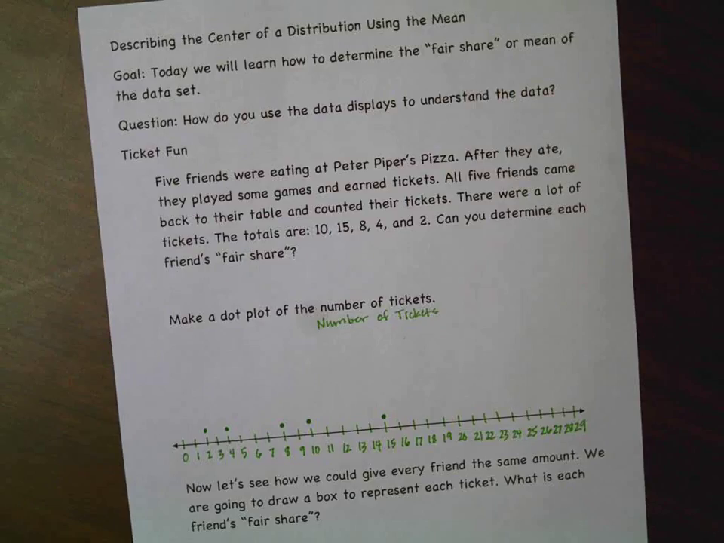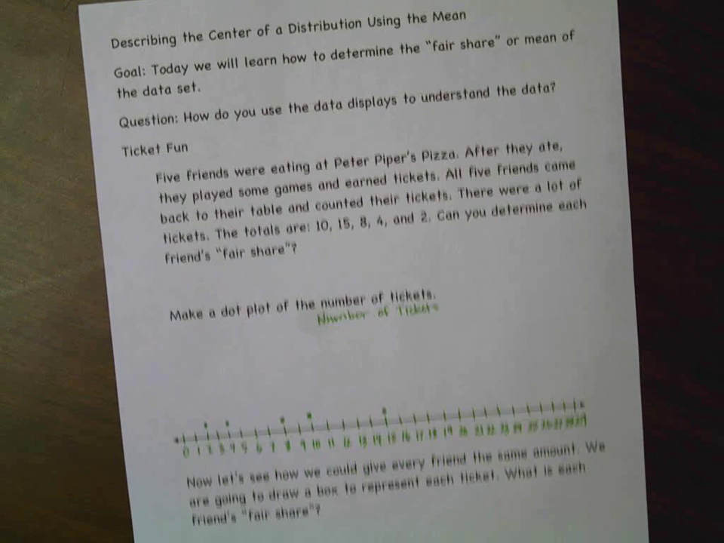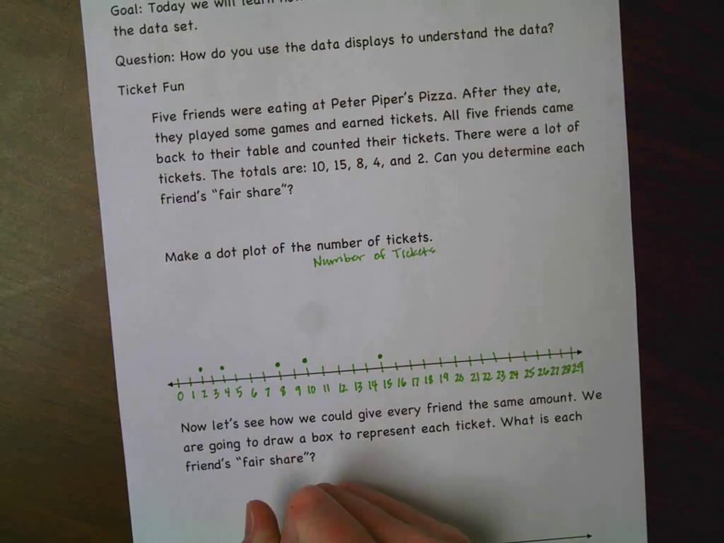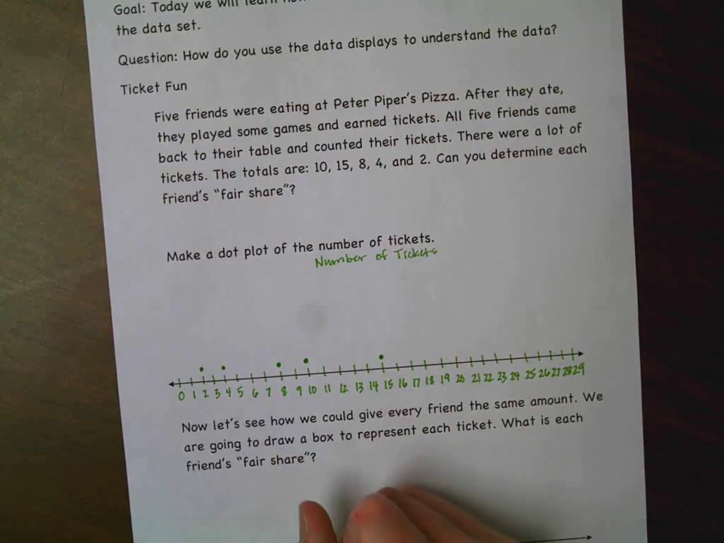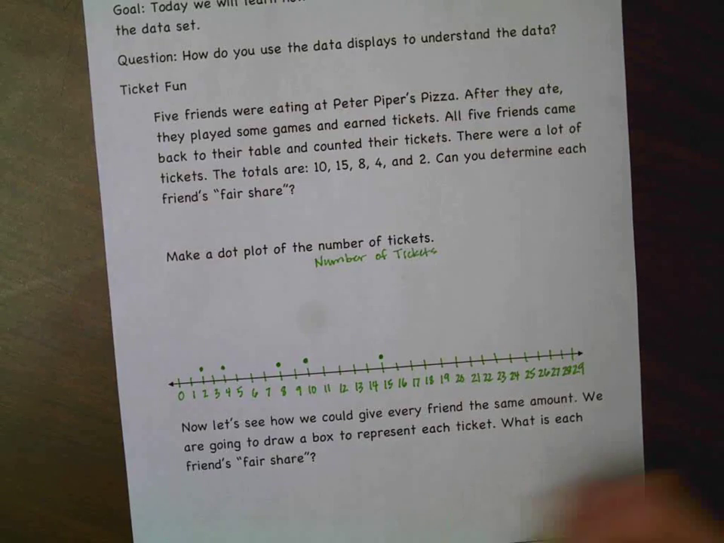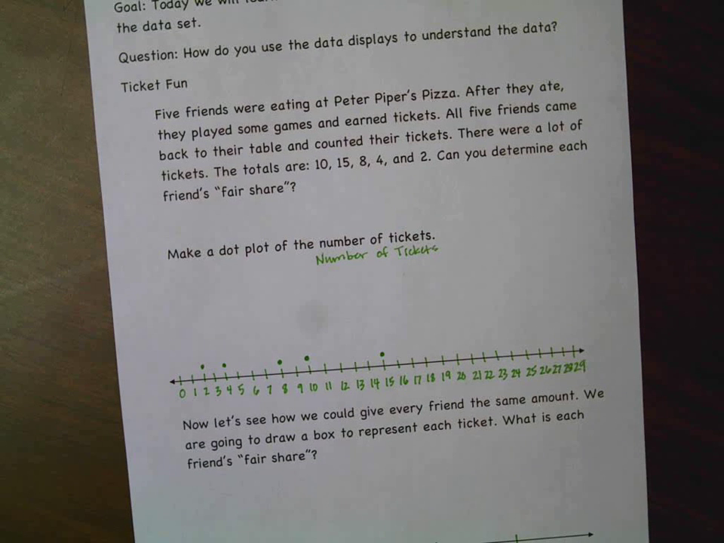And now what we're trying to do is figure out how we could see each friend having the same amount of tickets. Now let's see how we could give every friend the same amount of tickets. We are going to draw a box to represent each ticket. What is the friend's fair share? Okay, so if we take a look at that, we have another number line. And this time, we're going to use boxes to represent each ticket. So this time, we're going to put the friends down at the bottom instead of the numbers at the bottom. So we would say, this is friend number 1, friend number 2, friend number 3, friend number 4, and friend number 5, okay?